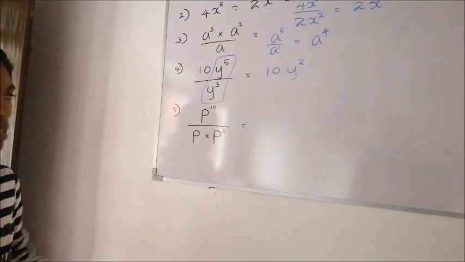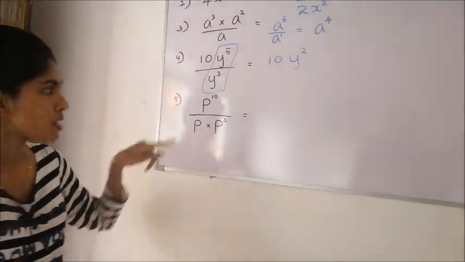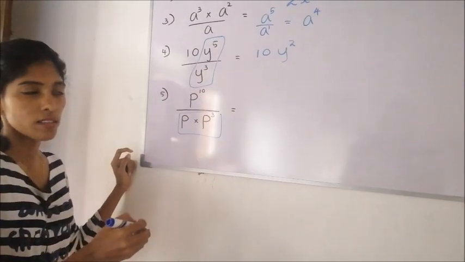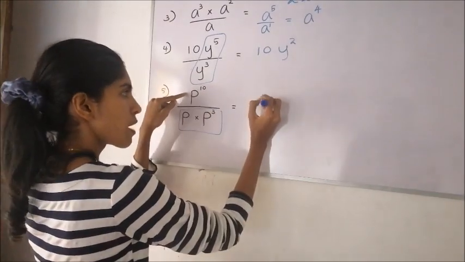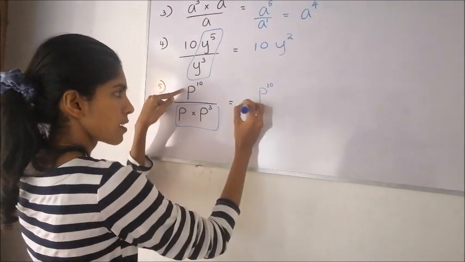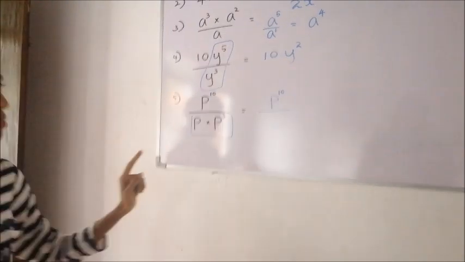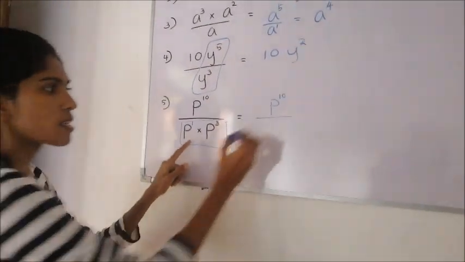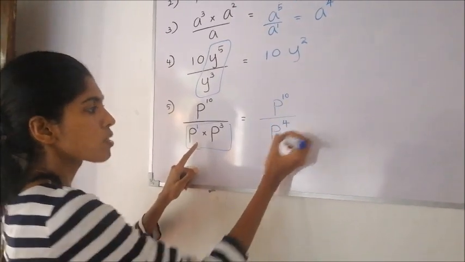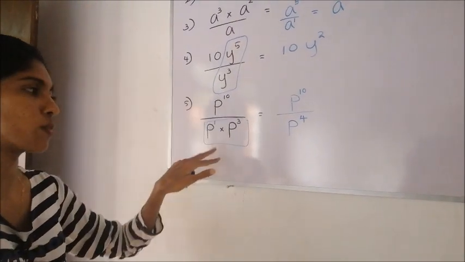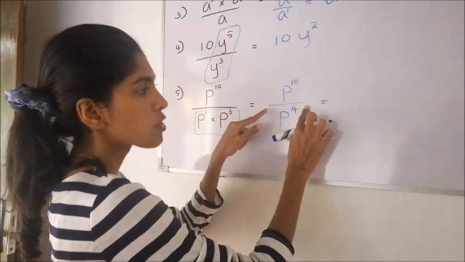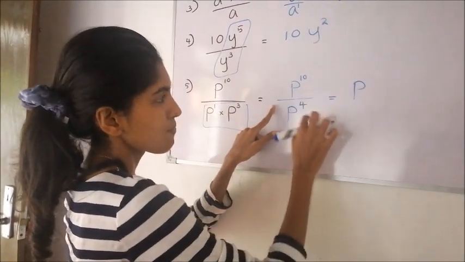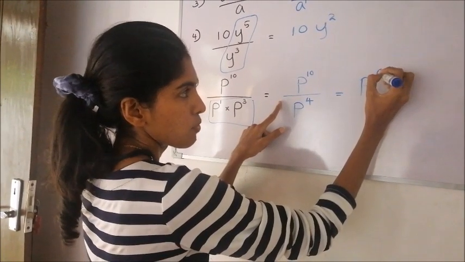Next one, same bases, but these two should be multiplied, right? These two powers should be multiplied. Write the numerator as it is. Top power can be written as it is. Now we know that 1 is the index here. So p to the power 4 is coming when we simplify these two. Next, we need to apply subtraction here because these two are with the same base. From 10, when we subtract 4, 6 is coming.